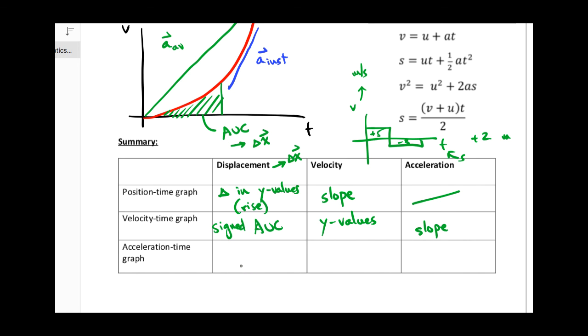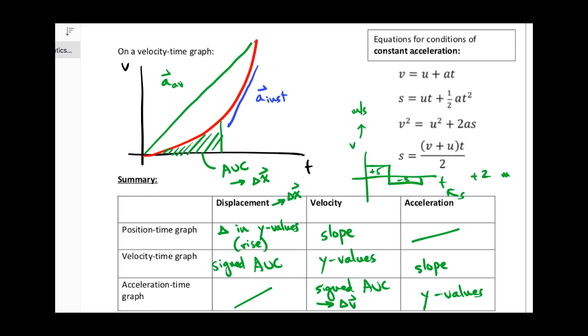We don't find displacement from an acceleration time graph. On an acceleration time graph, the acceleration is the y values. And similarly to a velocity time graph, where the signed area under the curve is the displacement, here the signed area under an acceleration time graph is the change in velocity, not actually just the velocity. So the signed area under the curve is the change in velocity. Just like here, the change in position, the displacement, is the signed area under the curve.